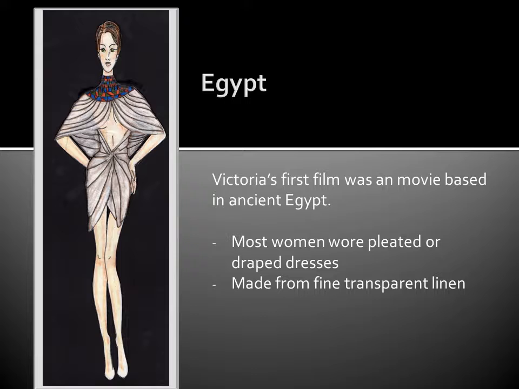The first film from the historic era that we will go over is Egypt. During the New Kingdom era in Egypt, most women wore pleated or draped dresses, usually made from fine, transparent linen. The rich Egyptians would often decorate their clothes and would also wear jewelry. You can see those influences in this garment, where she is wearing a fine, transparent linen costume with a rich Egyptian decorated neck piece.